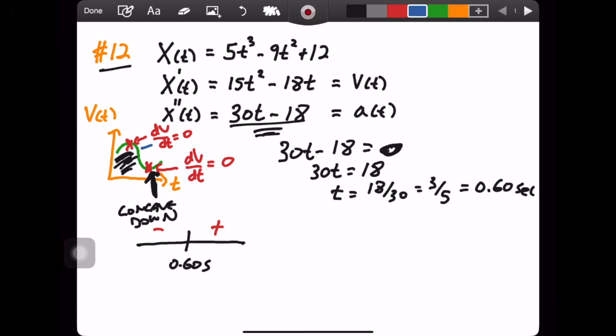And we can think of over here as concave up. So when you go from concave down to concave up, you're at a minima. If you go from concave up to concave down, you're at a maxima. We definitely now know that this t equals 0.60 seconds is a minima in the velocity versus time graph. And so we have solved for this problem. The answer is indeed 0.6 seconds. That is when the velocity is at its minimum.